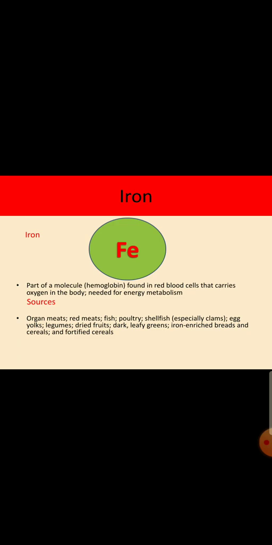And there are a lot of common sources of iron which we can include in our food, like cooking food in iron utensils. So the sources are very common for iron, so we must take sufficient amount of iron in our diet.